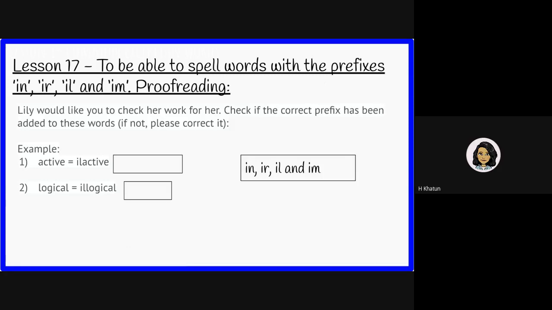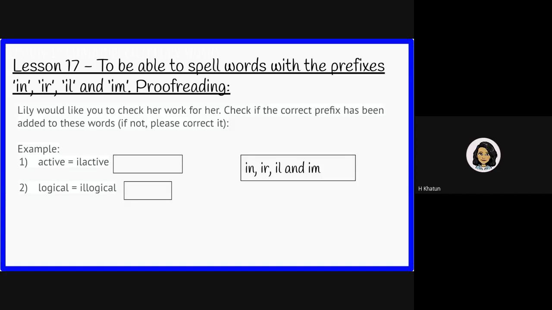So this is going to be lesson number 17. Our learning objective today is to be able to spell words with the prefixes in, ir, il, and im. Yesterday, we were consolidating what we already knew about these prefixes. So today, we will be proofreading.